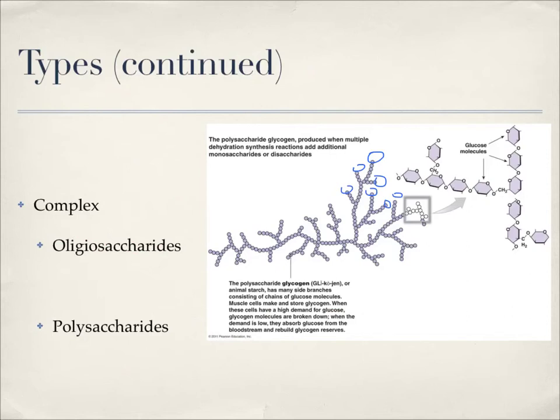You can read here, when these cells have a high demand for glucose, glycogen molecules are broken down. When the demand is low, they absorb glucose from the bloodstream and rebuild the glycogen, which is good. Now, if you have way too much and your reserves are way too big, eventually this glycogen will transfer into fat, which someone will talk about in a day or two to come.